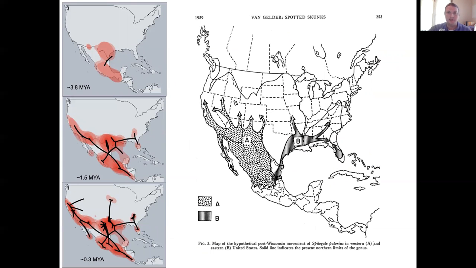Interestingly, our spatial diffusion analysis actually really honed in on the hypothesis proposed by Van Gelder in 1959, which very interestingly pointed to northern Mexico, the desert southwest, as the origin of these 2 lineages migrating north in response to glacial retreat, which is what we actually recovered with all the fancy molecular data we had. So pretty impressive that based on morphology of 1,500 or so museum specimens, Van Gelder was able to develop this hypothesis that we were able to test.